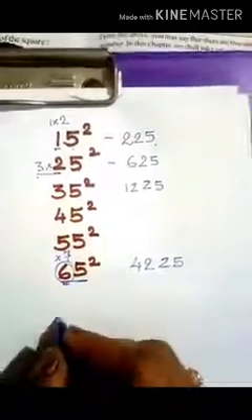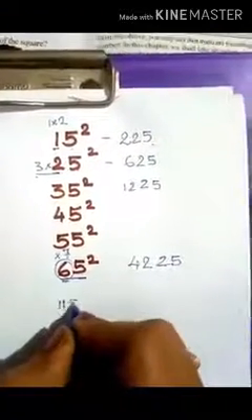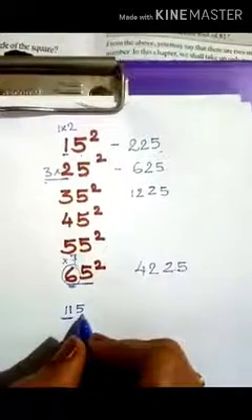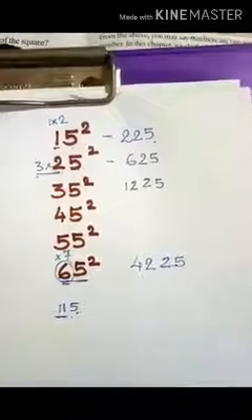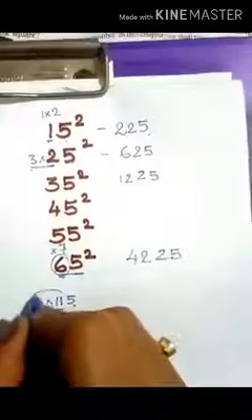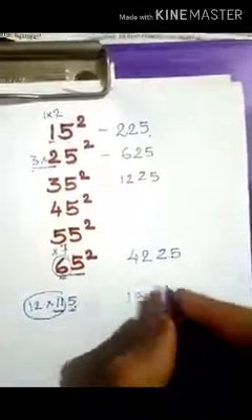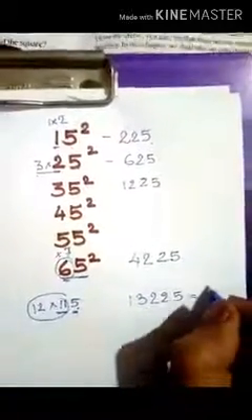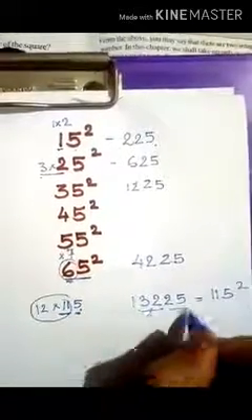Let's find the value of 115. So what do you have to do here? 11 you have to multiply with 12. So when you multiply 12 with 11, what are you going to get? 132. 11 multiplied with 12 gives you 132, and 5 square will give you 25. So what is the square of 115? 115 square is 13225. Okay, 13,225.